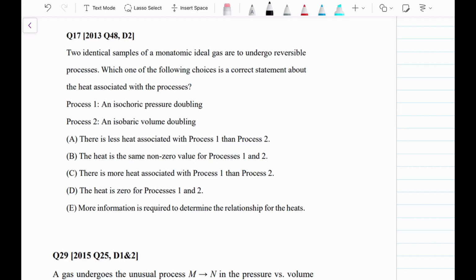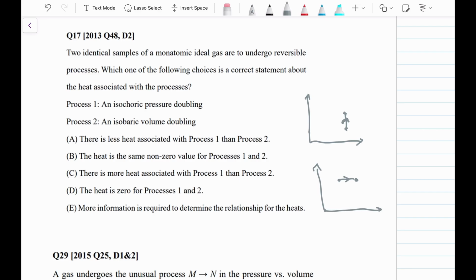let's see, it's a constant volume process, and essentially it will look something like this from this point to this point. That's process 1, and for process 2 it will look like this. So the volume doubles. So let's see, there's less heat associated with process 1 than process 2.